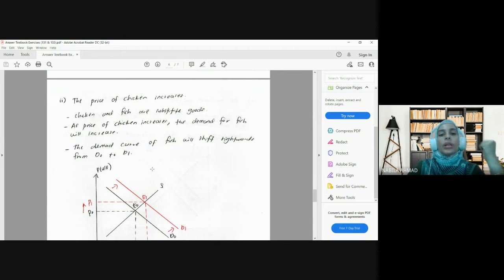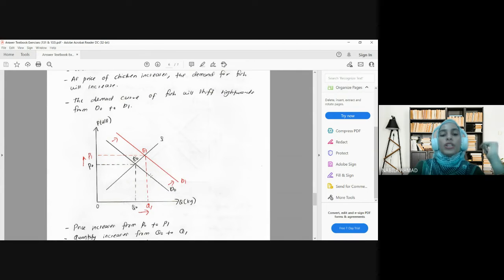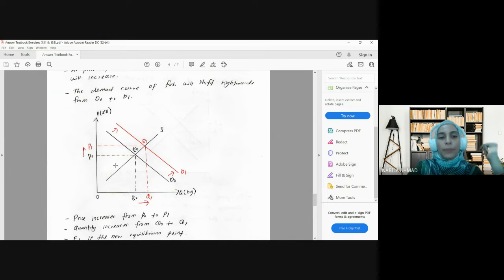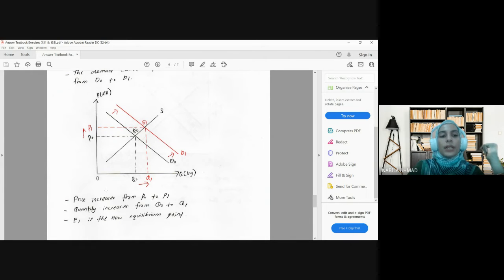Right? So the demand for fish will increase and the demand curve for fish will shift to the right from D0 to D1. So apa yang berlaku after the shift? After the shift, price increases from P0 to P1 and quantity increases from Q0 to Q1.